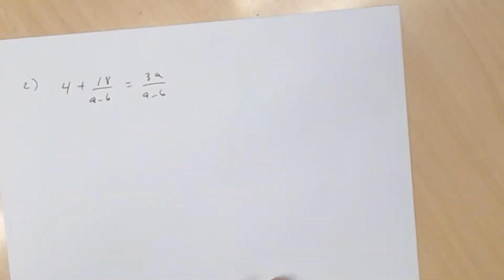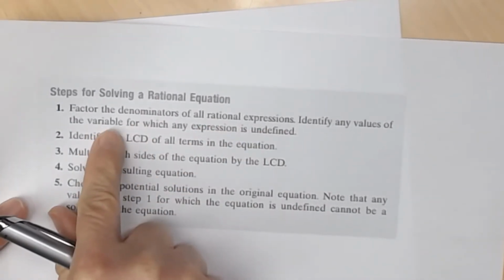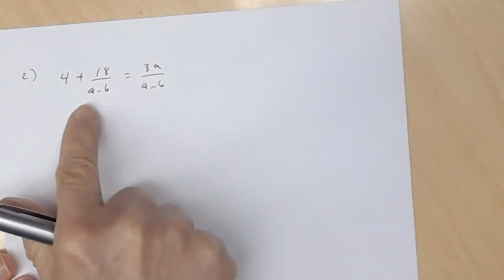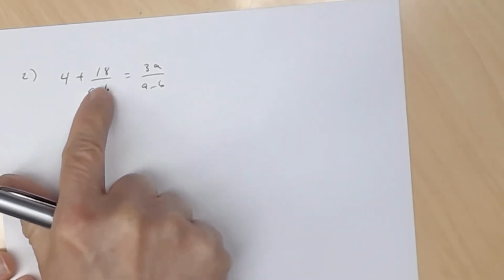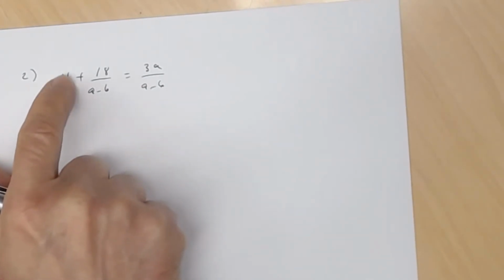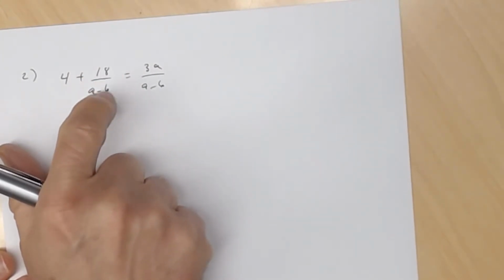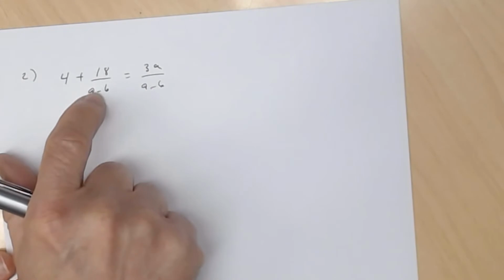All right, so step 1, when solving a rational equation, step 1 is to factor the denominators, all right, and then identify any values of the variable for which the expression is undefined. So when I factor the denominators, notice that these denominators I can't factor any further. Now let's ask ourselves, where's this undefined? Well, first of all, let's look at this first one. Is 4 over 1 ever undefined? No, because my denominator is always 1. Is the second expression, 18 divided by a minus 6, ever undefined? Yes, because I have a variable here. Where's it undefined? Well, it's undefined when a is what number? What makes it 0? When a is 6.